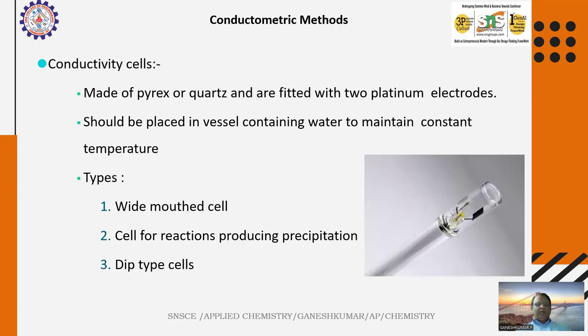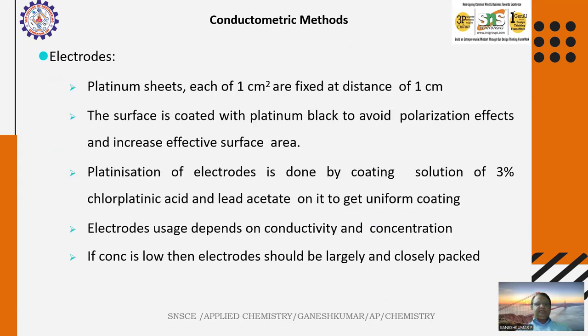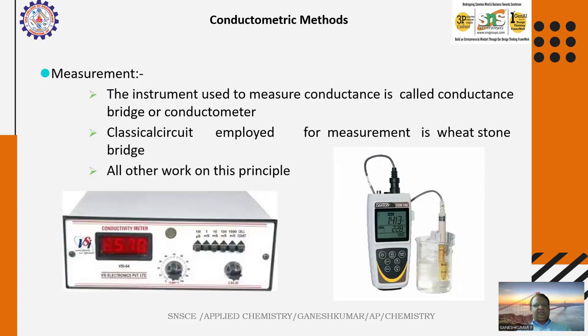The types are wide-mouthed cells for reactions producing precipitations, and dip type cells. Electrodes: platinum sheets, each of 1 centimeter square, are fixed at a distance of 1 centimeter. The surface is coated with platinum black to avoid polarization, and the platinization of the electrode is done by coating with a solution of 3% chloroplatinic acid and lead acetate. So the electrode's usage depends on conductivity and concentration.